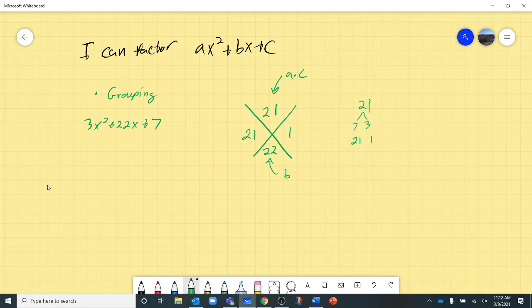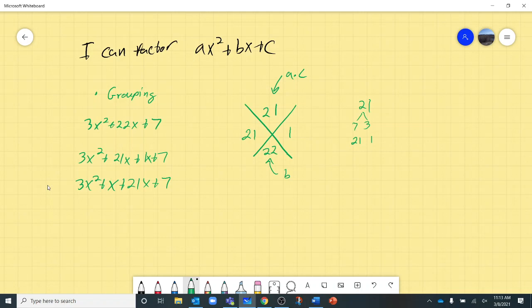And we would rewrite this as 3x squared plus 21x plus 1x plus 7. We want to group these so that we have greatest common factors together. 3 goes into 21, yes. And 1 goes into 7, yes. But 7 also goes into 21, and we're going to get more out of that. So we're going to rewrite this again as 3x squared plus x, so we moved our 1x, plus 21x plus 7.